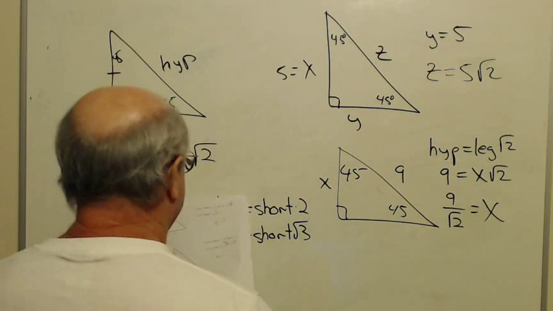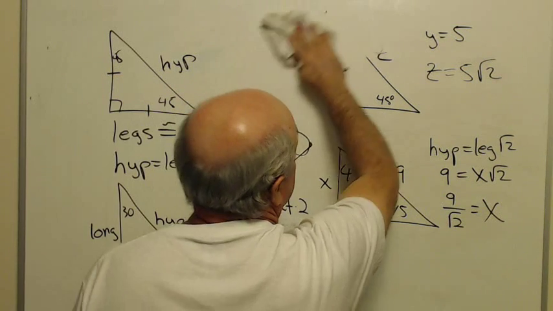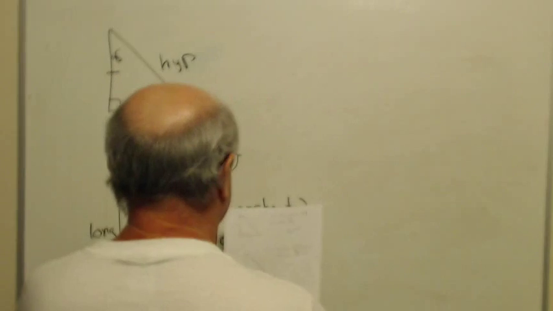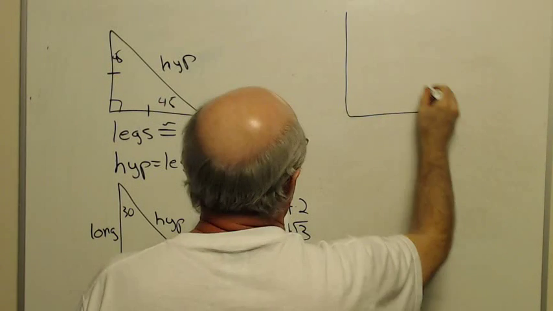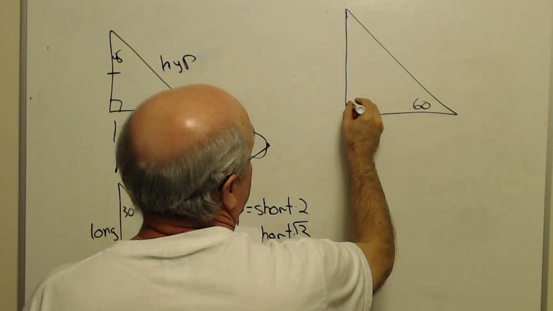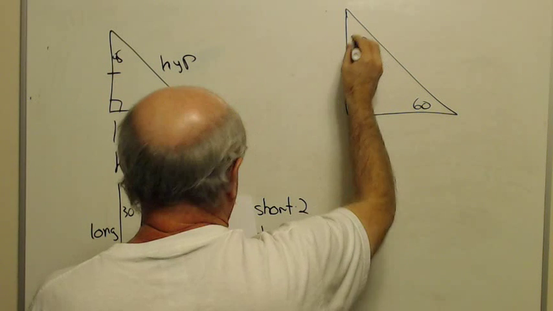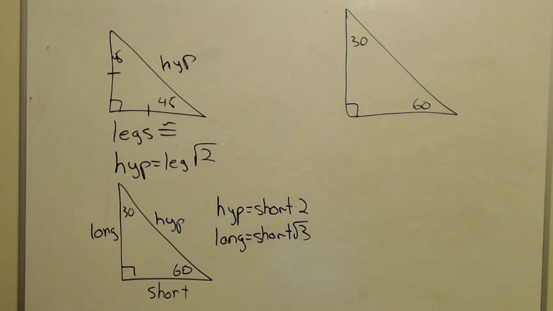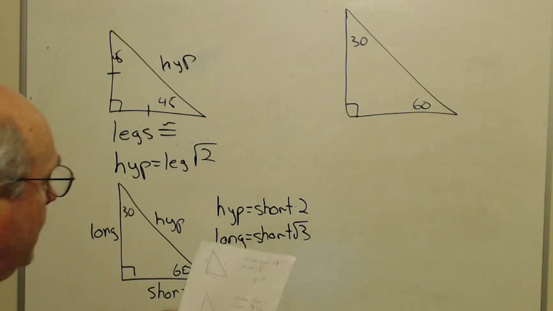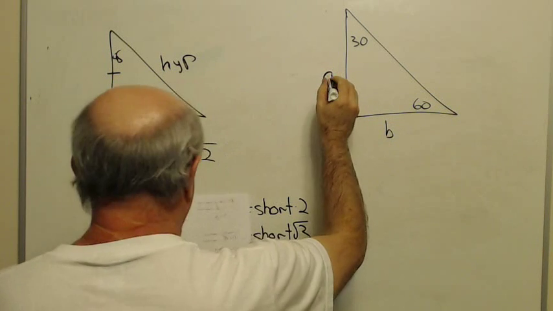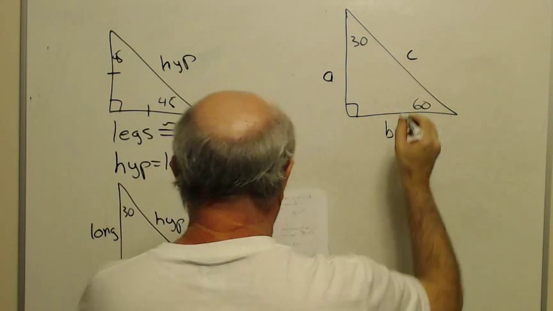Problems 14 and 15 deal with the 30, 60, 90 triangle. And the problem, it shows the 60 here, a right angle there, so you would know that there's a 30 there. So it's situated exactly the way our rules were on the left. And B then would be the short leg, A would be the long leg, and C would be the hypotenuse.